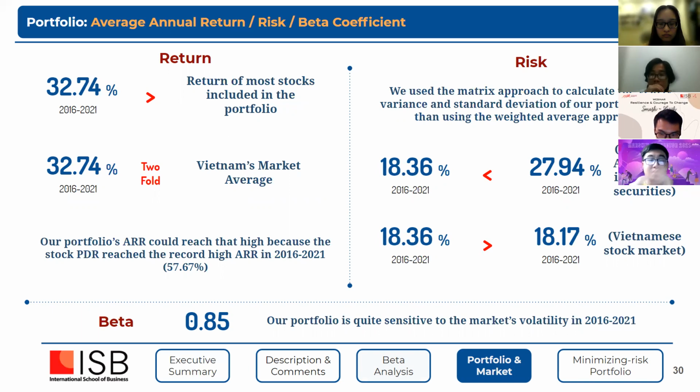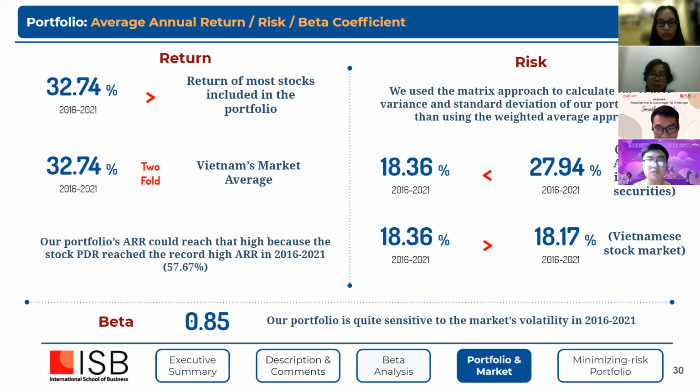First, I want to talk about the return. The portfolio's average annual return, or ARR, is 32.74%, simply a weighted average of the 5 individual securities in the portfolio. This return is much higher than that of most of the individual stocks in our watch list, and even twofold that of the whole Vietnamese stock market, 32.74% compared to 14.45%. This indicates that an investor with 1 billion Vietnam dong who equally invests 200 million Vietnam dong in FPT, KDH, BIC, PDR, VCB would receive 1.3274 billion after a year on average.